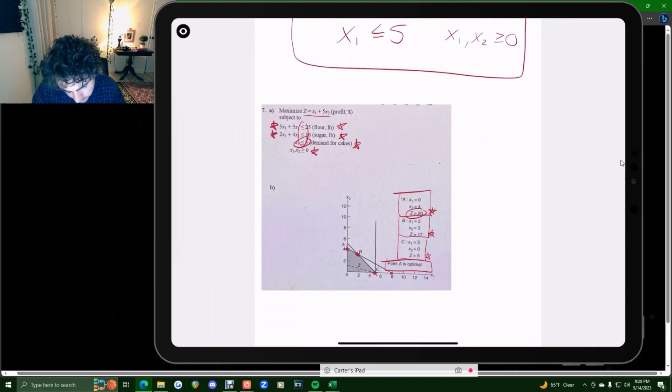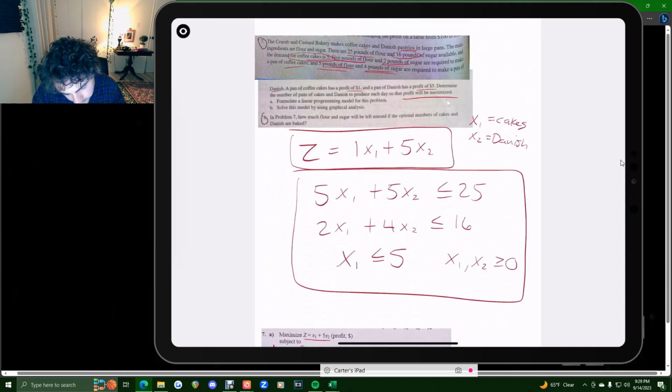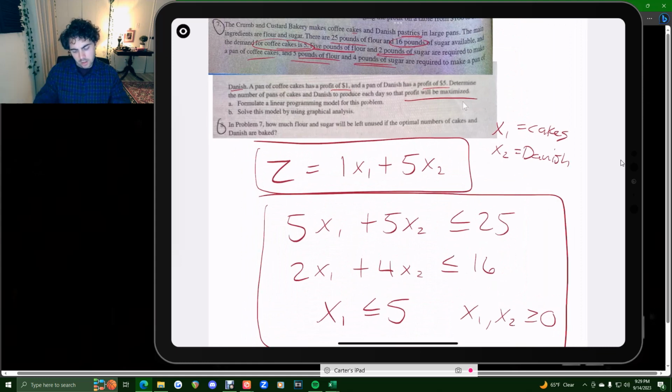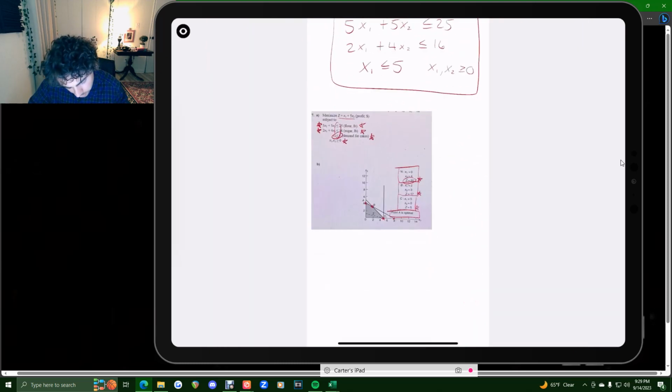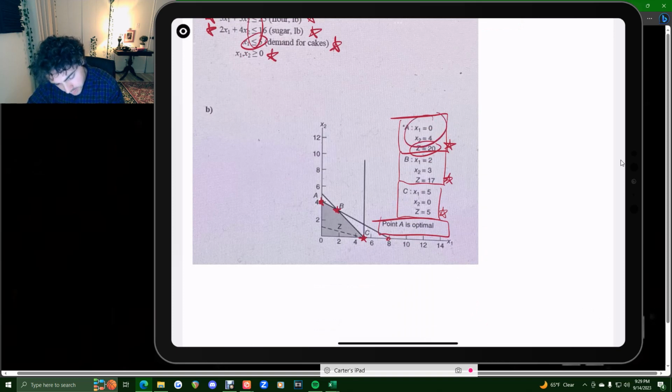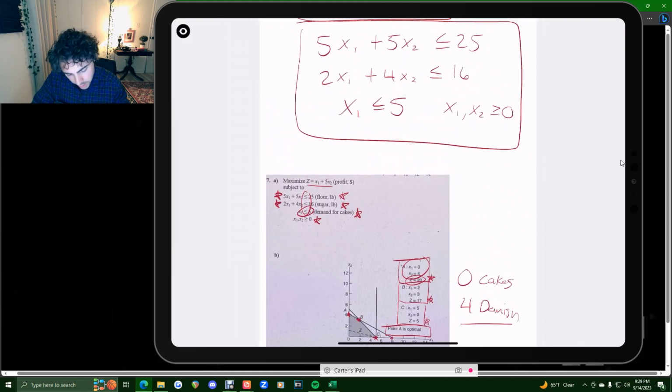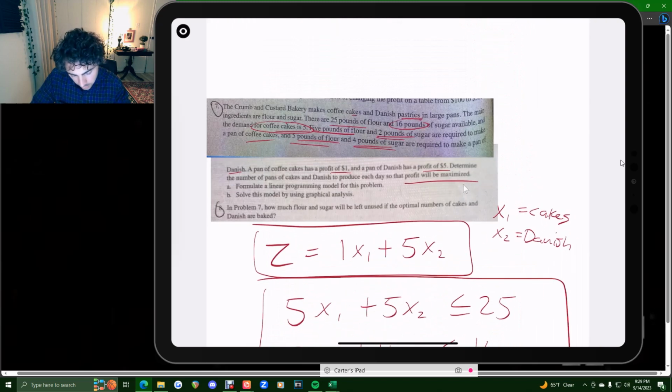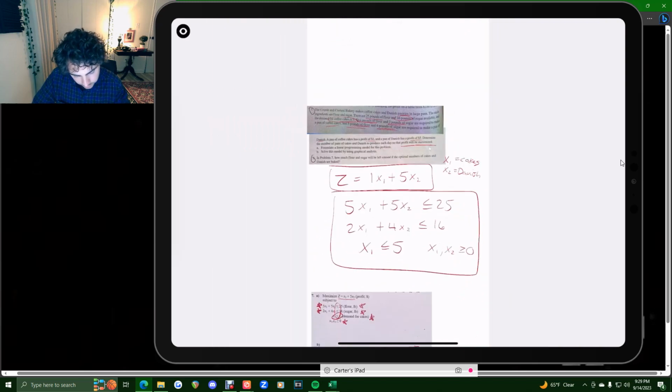Let's see if there is anything on number 8. I don't think I have an answer for number 8. What do they say though? How much flour and sugar will be left unused if the optimal number of cakes and Danish are baked? Okay, so the optimal number was 0 and 4, so 0 cakes, but 4 Danish. If they made 0 cakes, they would be using 0 pounds of flour and sugar for the cakes.